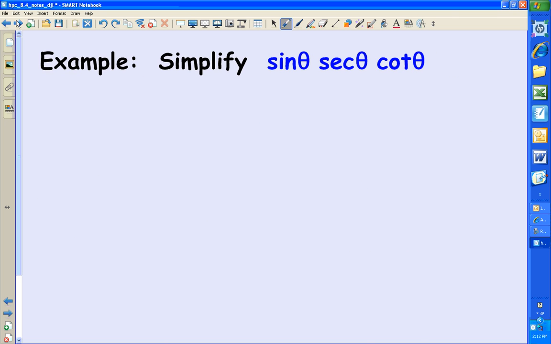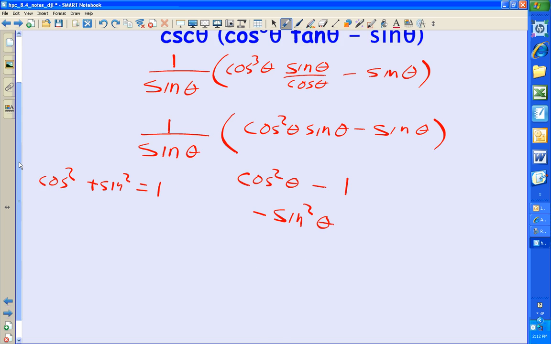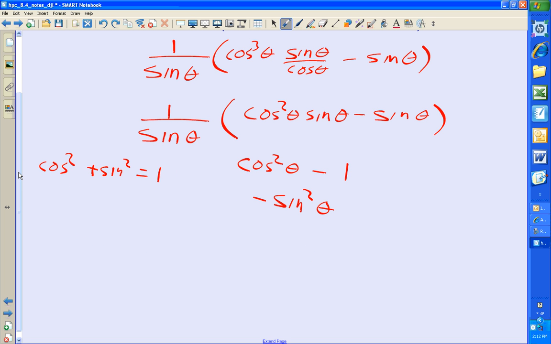You don't want to be in huge pain and suffering. So all I did was write it here. Is that okay? We're going to do cos squared is equal to 1 minus sine squared. If I subtract 1 on both sides, I'd have cos squared minus 1 equals negative sine squared. Here is cos squared minus 1. What's it equal to? Negative sine squared.